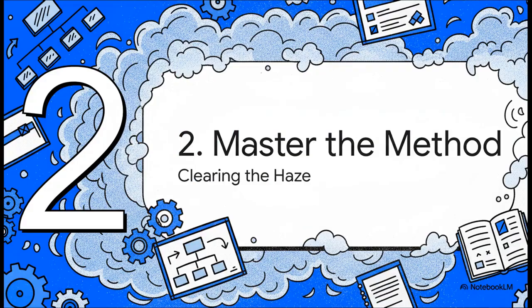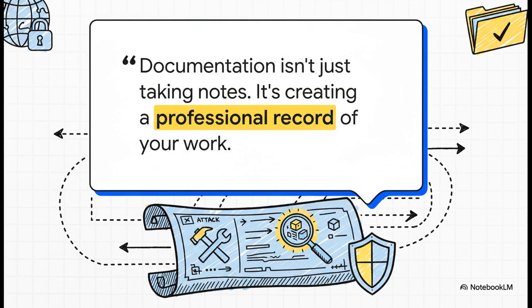Okay, so how do we fight back against this haze? How do we clear the air? Well, we master the method. And listen, this isn't just about jotting down a few notes here and there. This is about adopting a professional methodology for everything you do in the lab. And this right here is the most important mindset shift you're going to make. Your notes are not just some throwaway text file on your desktop. No way. They are the blueprint of your attack. They're the evidence of your process, and they're the foundation for any report you'd ever write. The second you start treating them like a professional record, the whole game changes.